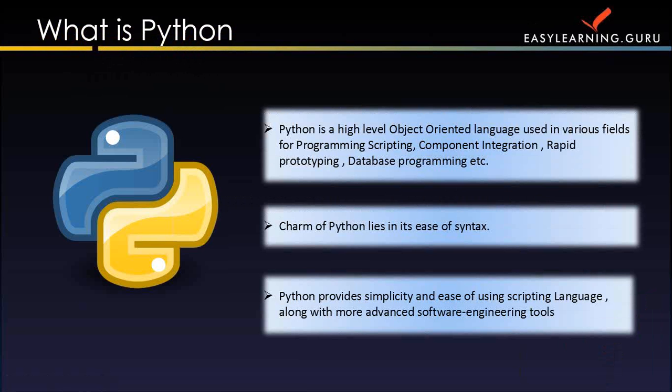Next, Python provides the simplicity and ease of use of a scripting language along with more advanced software engineering tools. Basically, Python's toolset places it between traditional scripting languages such as TCL, Perl, etc. and system development languages such as C, C++, and Java.